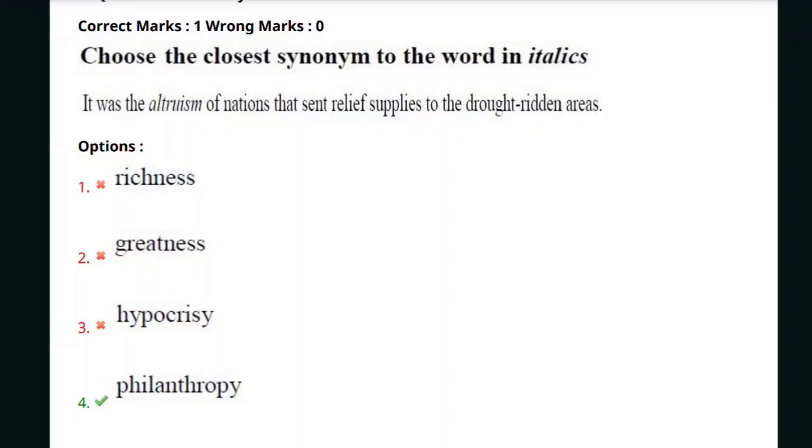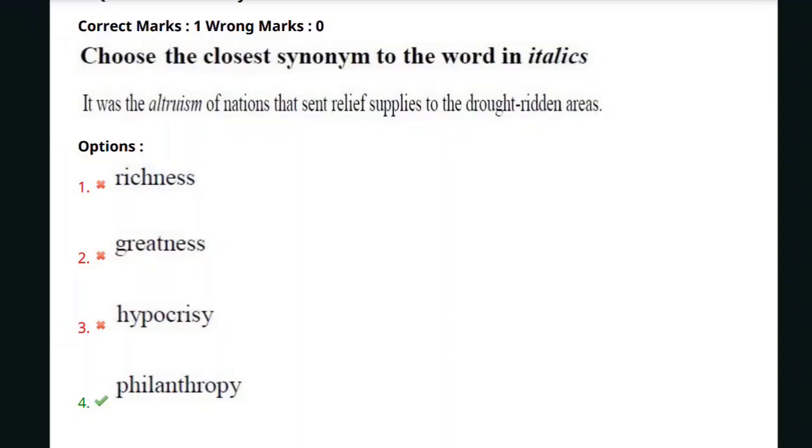It was the altruism of nations that sent relief supplies to the drought-ridden areas. Here you need to think about the meaning of altruism. If you know the meaning of altruism, then you can easily find the synonym for this word. And what does it mean by altruism? Altruism is selfless concern for the welfare of other beings. And the synonym to this word is philanthropy.